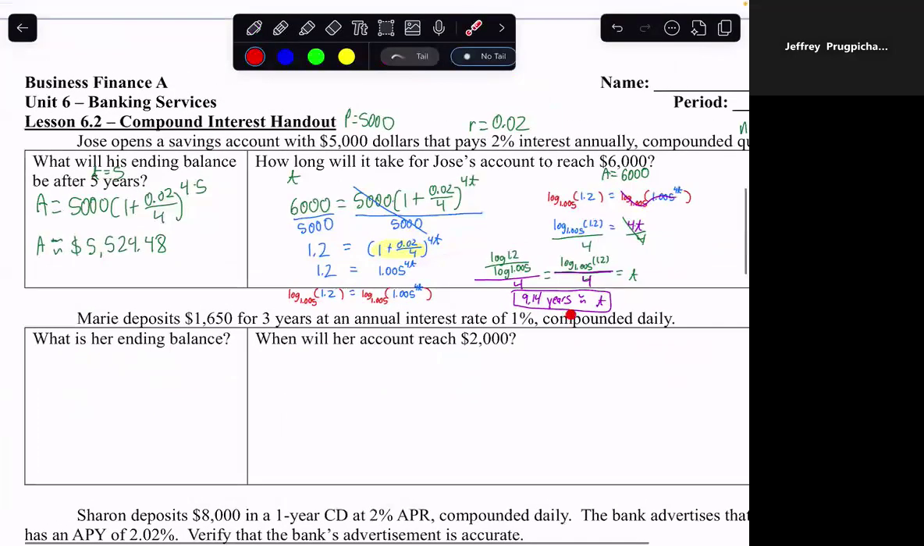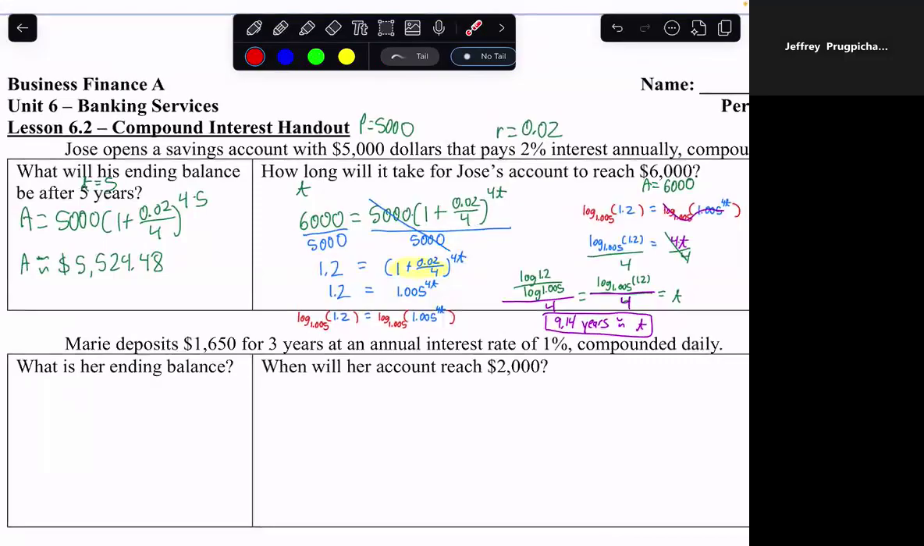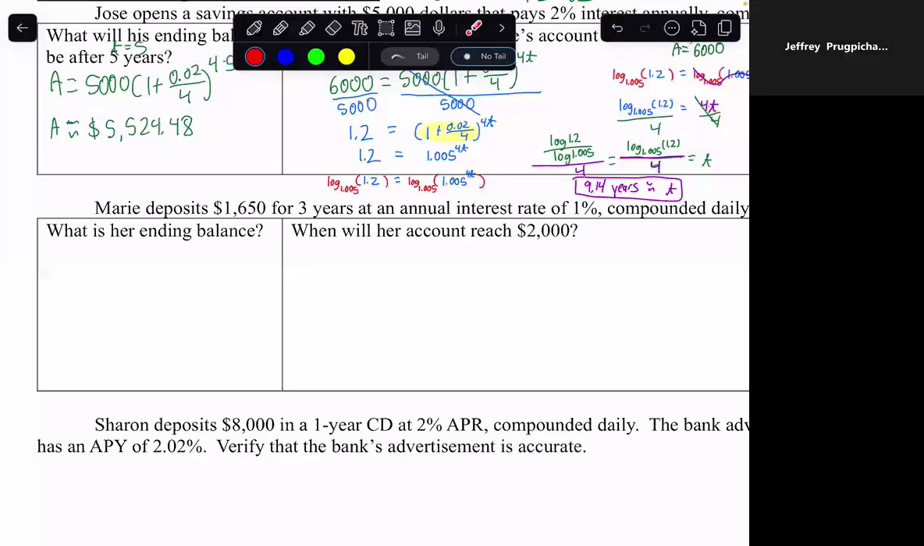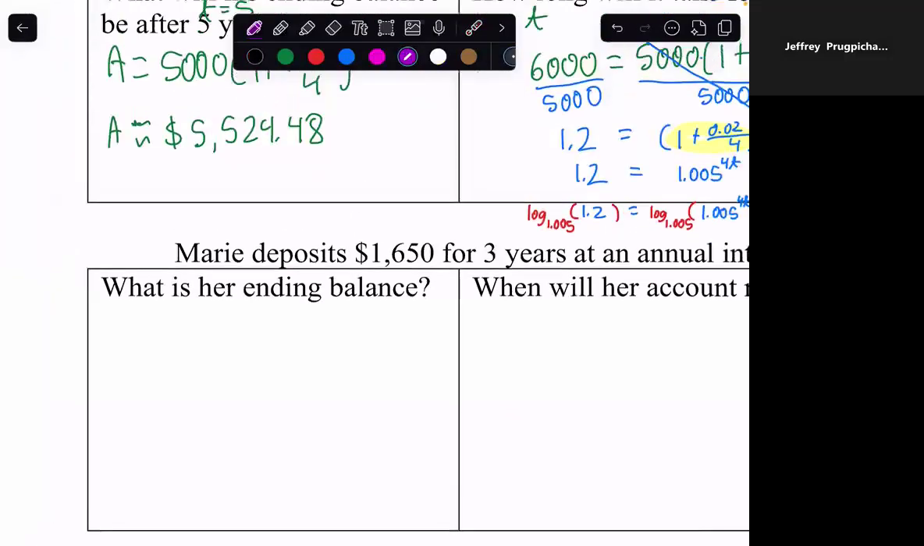Again, for daily, just use 365. Don't worry about leap years. I'll be walking around, so if you need any help getting started, feel free to let me know. So the first question: what's the ending balance?